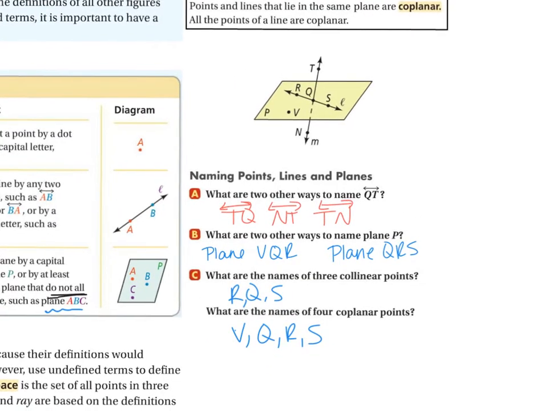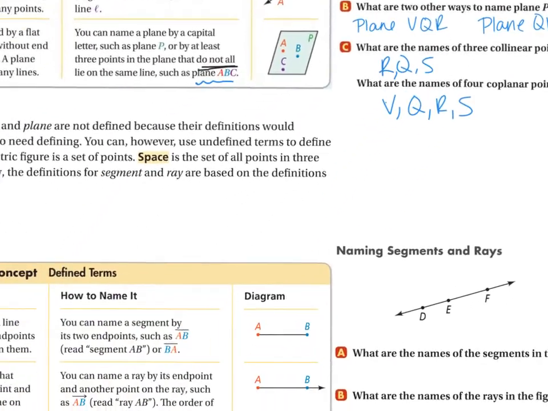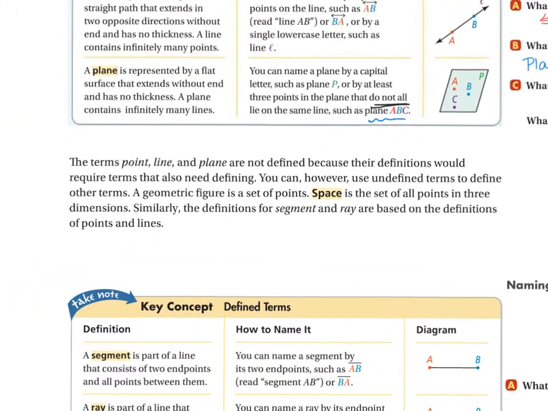All right, moving on. The terms point, line, and plane are not defined because their definitions would require terms that also need defining. You can, however, use undefined terms to define other terms. A geometric figure is a set of points. Space is a set of all points in 3 dimensions. Similarly, the definitions for segment and rays are based on the definition of points and lines.